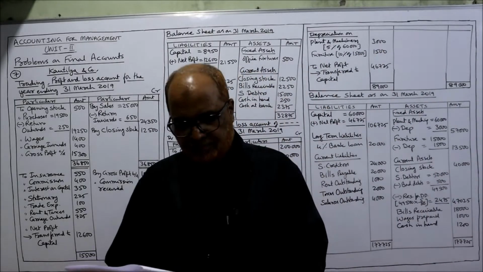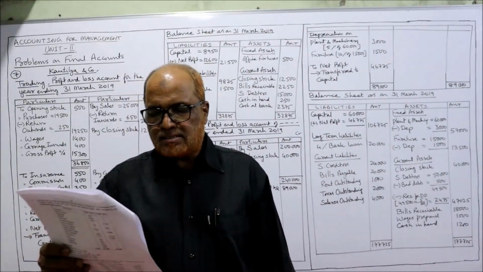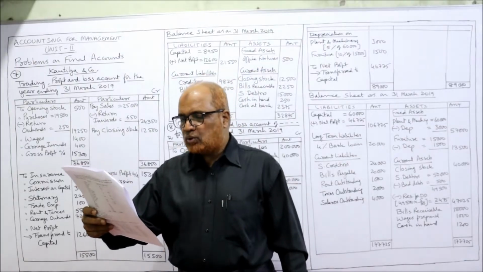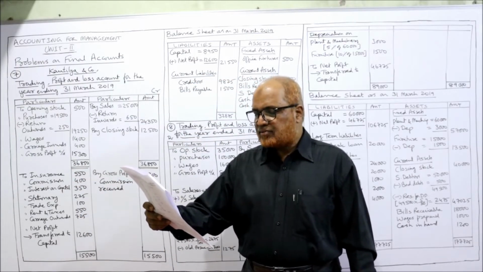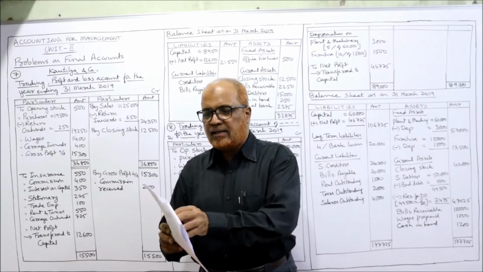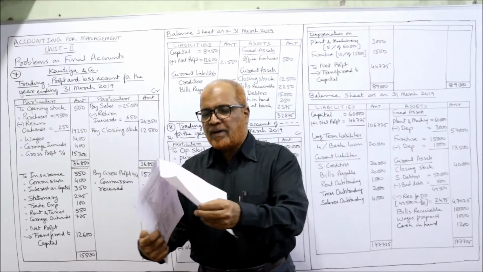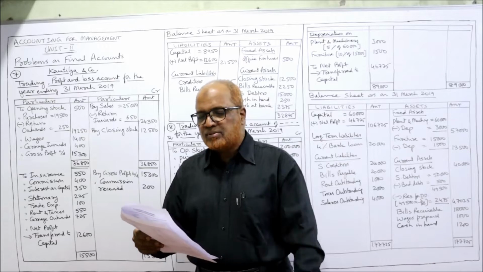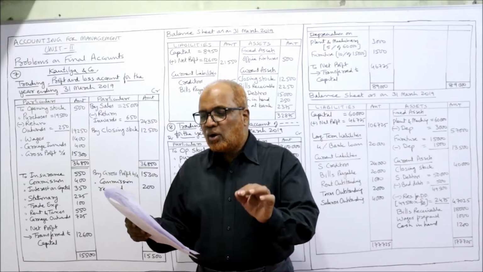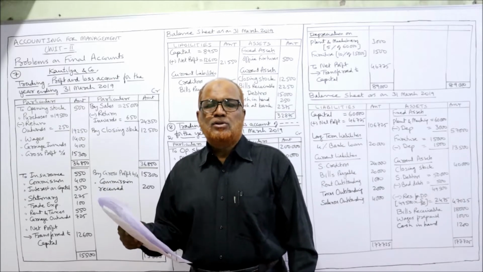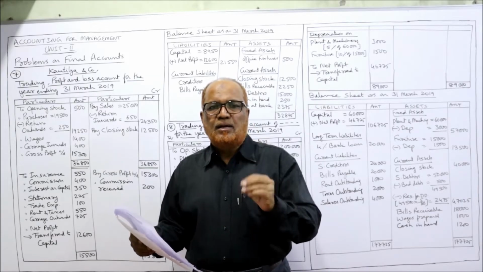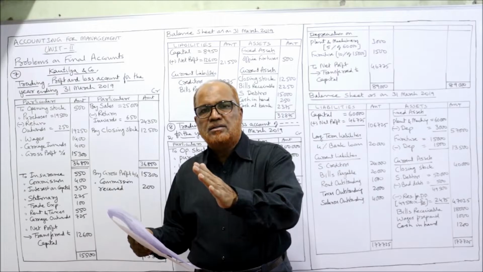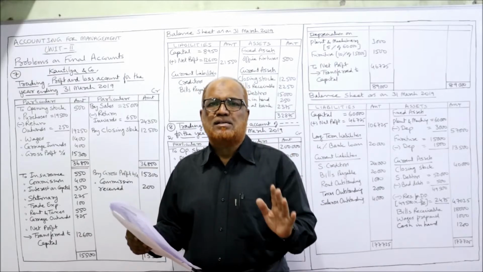Now, see the 7th one. Following balances are extracted from the books of Kautilya and Company as on 31st March 2019. You are required to prepare trading, profit and loss account and balance sheet as on the date. So next page, the complete trial balance items are given, and lastly closing stock is given. So only one adjustment is there, closing stock. It will appear twice. Trading account credit side and balance sheet asset side.